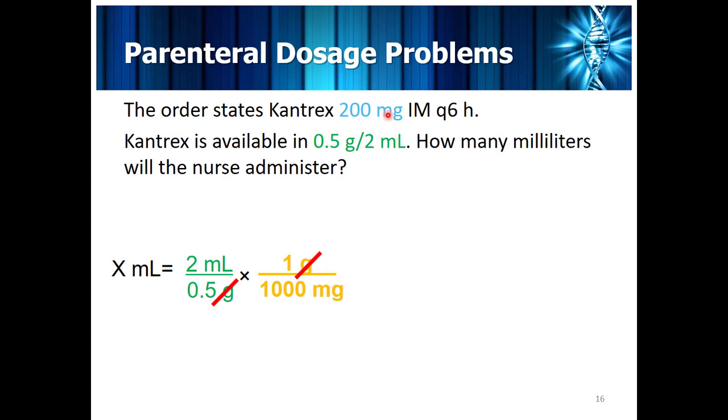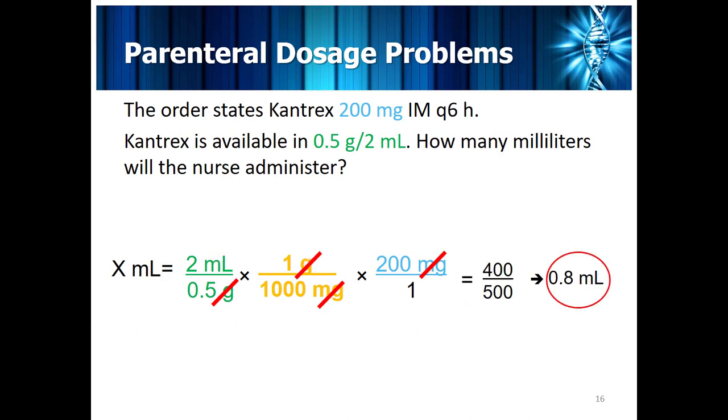So I have to come up here and take out that 200 milligrams, converting it across, canceling it out. Now that I've done all that, I can see that everything I have is canceled but the mLs, which tells me I'm ready to multiply across and divide. 400 over 500, 0.8 mLs. Gives us a happy little cloud.